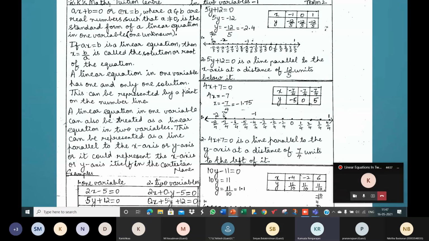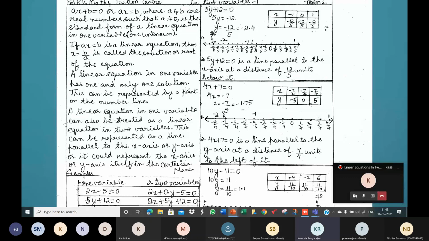All right, let's read from the screen here. Ignore this one, children. ax is equal to b, because we mostly find this is also true. What you see on the screen, this is also true, but we see ax plus b is equal to 0 in NCERT. So let's just go with this one. ax plus b is equal to 0, where a and b are real numbers and a is not equal to 0, is the standard form of a linear equation in one variable. And here the variable is x. One variable meaning one unknown.